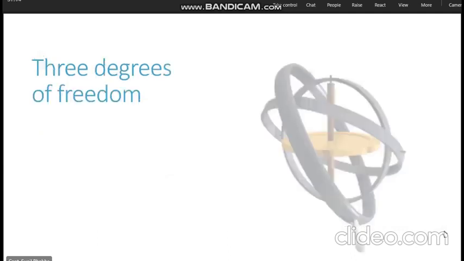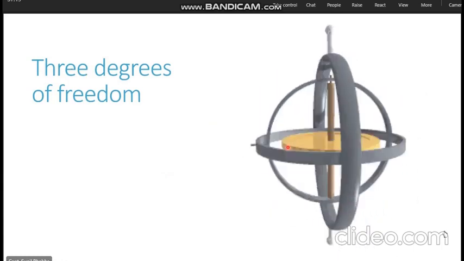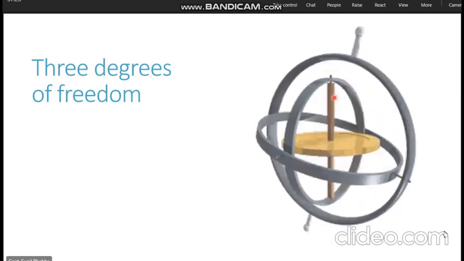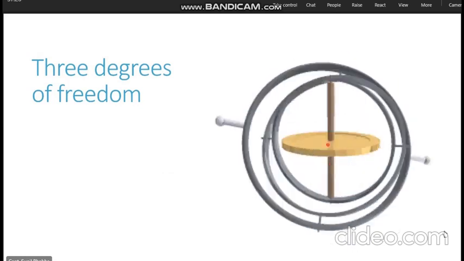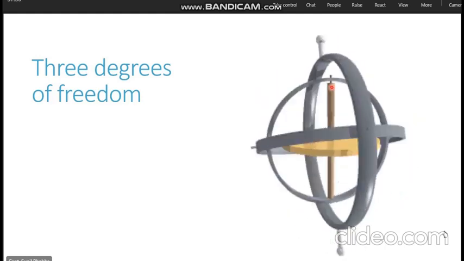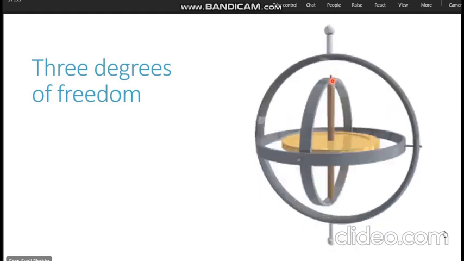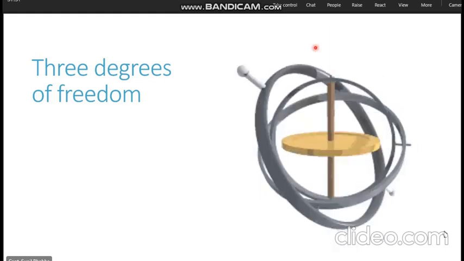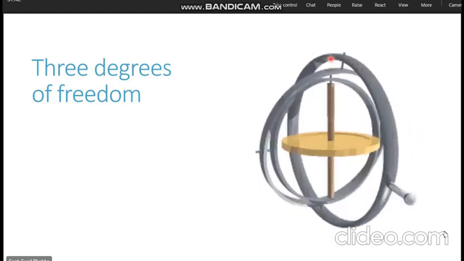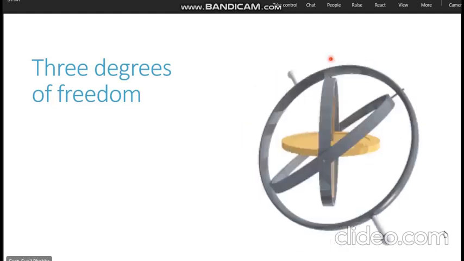Let us see these 3 degrees of freedom by way of an animation. You can see we have the yellow color part, that is the rotor, and we have the brown rod in the vertical orientation now. The brown rod is the spin axis. The spin axis is connected with 3 outer rings. So you have a ring in the vertical plane, you have a ring in the horizontal plane, and you have an outer member with handles. So this is a free gyroscope having 3 degrees of freedom.